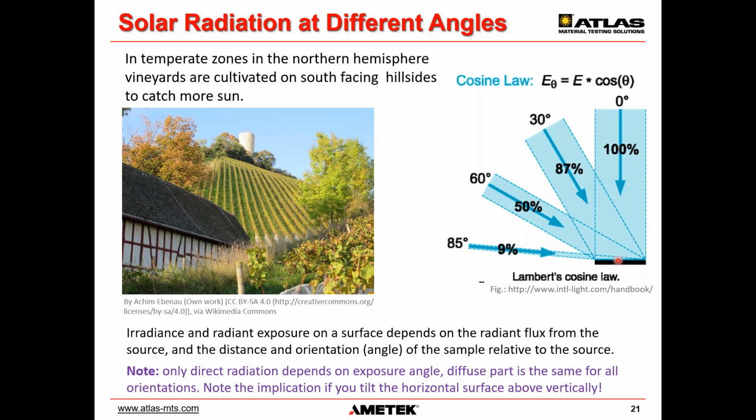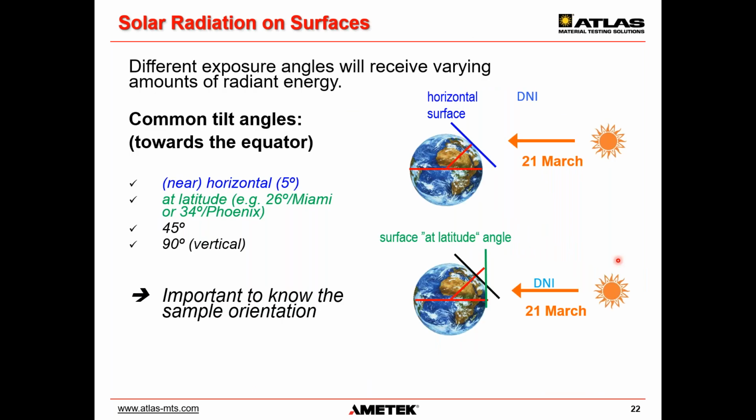In Northern Europe, in Germany, our vineyards are typically on south-facing hills, very steep, to catch as much sun, especially in summertime, as possible, to optimize the exposure of the grapes. And the same is typically also relevant for materials, for products exposed to the environment. So in the northern hemisphere, on the 21st of March, for example, when the sun is perpendicular actually at the equator, a horizontal surface is not at DNI at this time of the year.